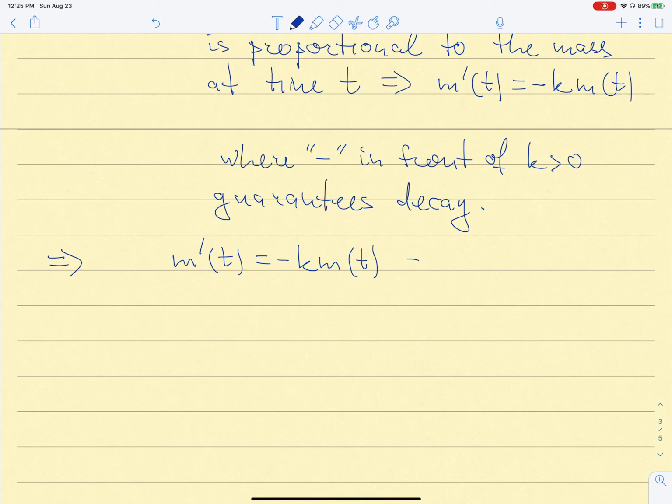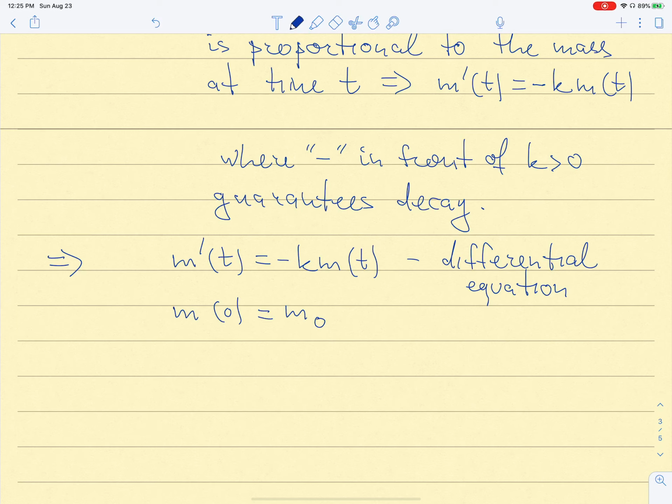And what is that? That's again an equation for an unknown function of t, the mass, that involves derivatives. So this must be a differential equation. And in addition to the differential equation, what do we know? We know that mass at the time 0 we assume to be m0. So what is this? That's an initial condition. And so then together they will form an initial value problem.